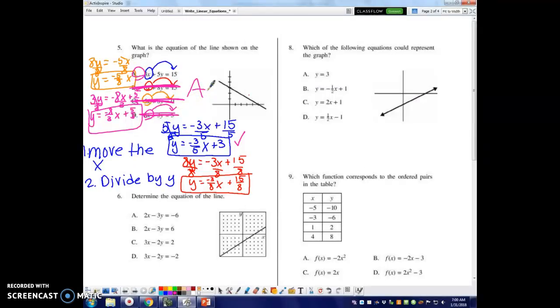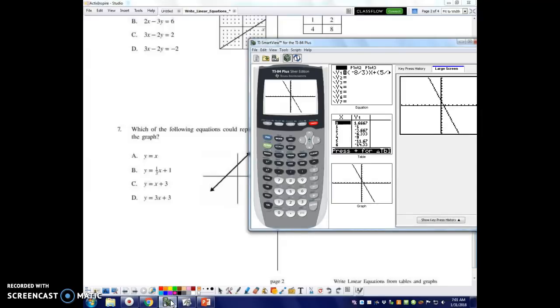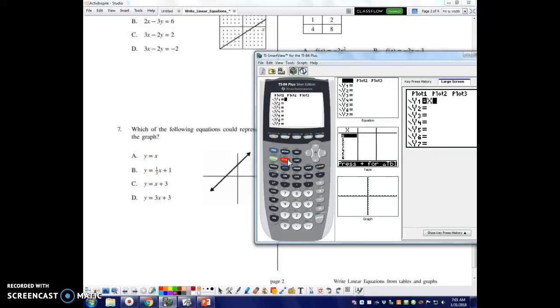Okay? So move the x, divide by y. Now we're going to do number 7. Which of the following equations represents this graph? So we're just going to do what? Type all these into y equals and find the one that matches. So here we go. First one is y equals x. That's our parent function. No, that's not it. Okay, next one.